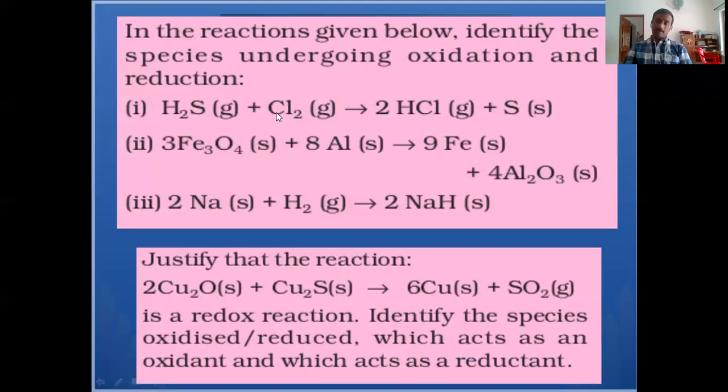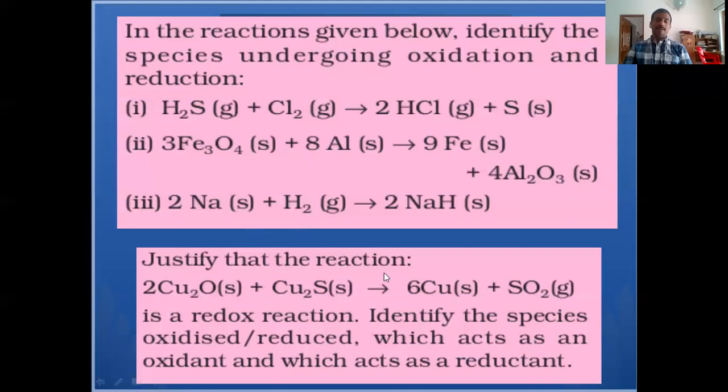Cl2, 0 is the oxidation state. And here in HCl, -1 is the oxidation state. 0 to -1, gain of electron. So it is reduction. Similarly, you have to identify the oxidation half and reduction half in these two equations.